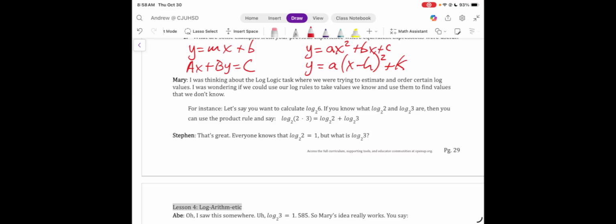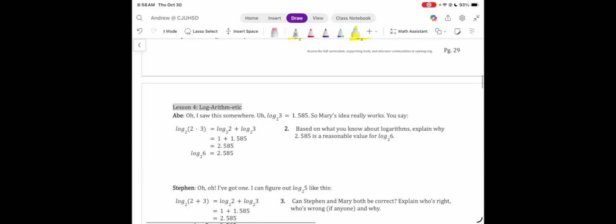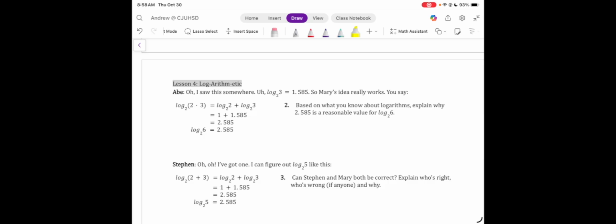For instance, let's say you want to calculate log base 2 of 6. If you know what log base 2 of 2 and log base 2 of 3 are, then you can use the product rule, change that multiplication of 2 times 3 into an addition of the logs. And Stephen says, that's great. Everyone knows, hopefully they do, that log base 2 of 2 is 1, but what's log base 2 of 3? And on the next page, Abe says, oh, I saw this somewhere. Log base 2 of 3 is 1.585. So Mary's idea really works.